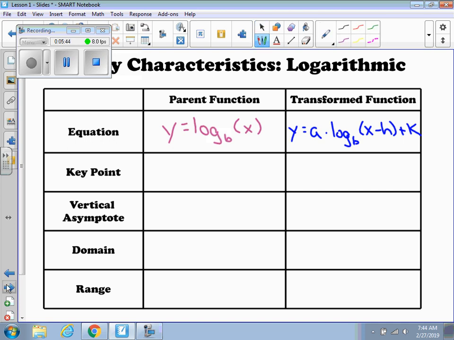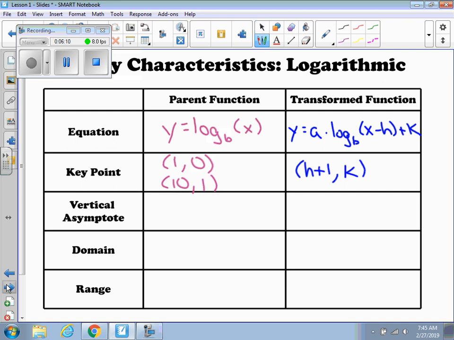Key point should be 1, 0. The next key point, or pretty point, is 10, 1. There's not a lot of really nice points to look at, so we will be using our calculator to find some points. The key point for your transform function is going to be h plus 1, k. Notice it's kind of the opposite of what it was for your exponential.